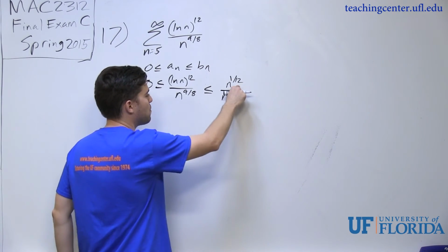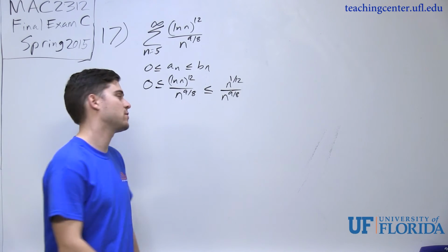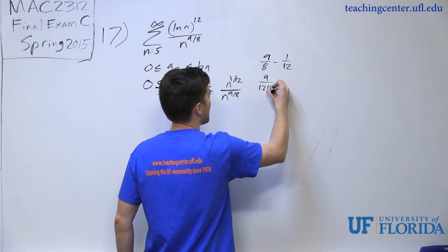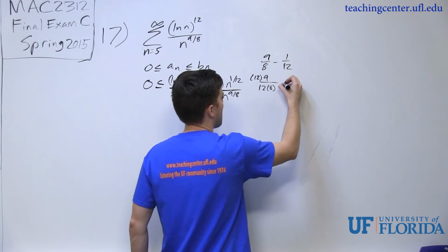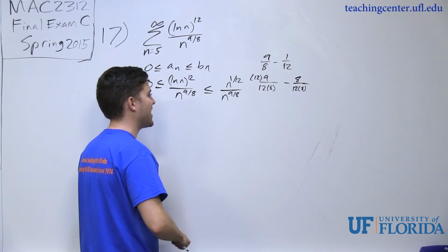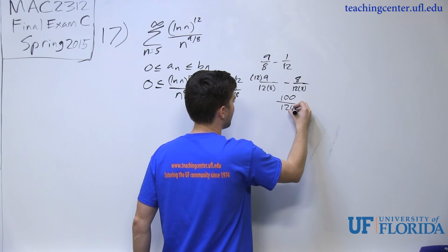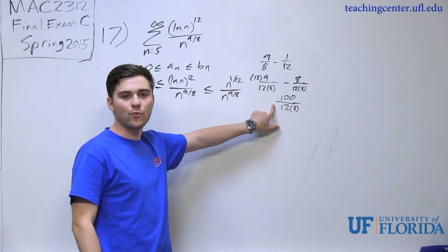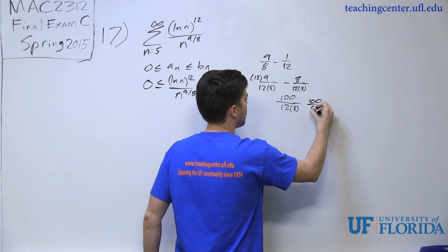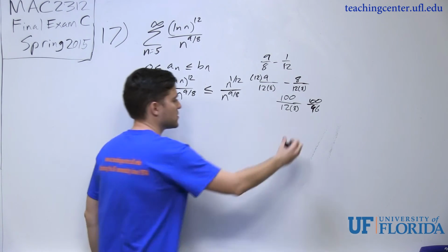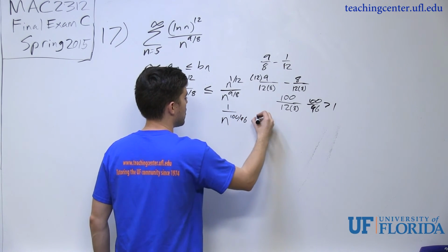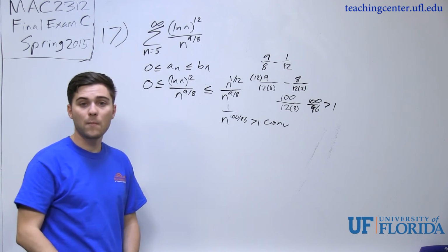Now, knowing this, I basically just need to figure out if 9/8 minus 1/12 is still greater than 1. Because if it is, it passes the p-series test and it's convergent. So 9 over 8 minus 1 over 12 is equal to 9 times 12 over 12 times 8, minus 8 over 12 times 8. 12 times 9 is 108, so 108 minus 8 is 100 over 12 times 8. That number should still be greater than 1, because 12 times 8 is 96, so 100 over 96 is still greater than 1. So I have n to the 100 over 96, which is greater than 1. Therefore this is convergent by p-series.